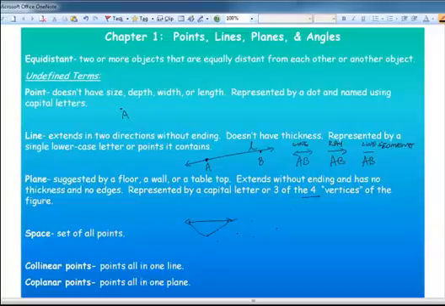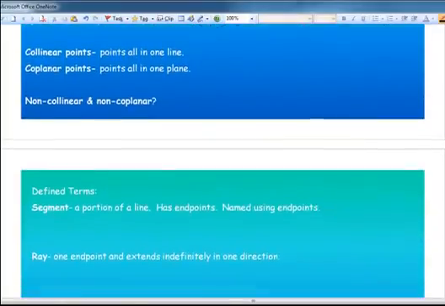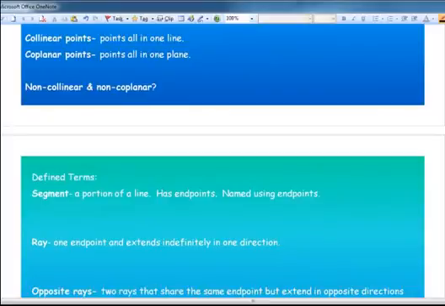So to continue on with this lesson, look here at these next two terms, collinear and coplanar. Collinear says it's points all in one line, and coplanar says it's points all in one plane. Now, when you come into class tomorrow, we're going to be talking about these more in depth, and I'll be having you working in groups, discussing these and giving examples of these, and you're going to work together to go through a couple activities that'll help you understand this a little bit better.